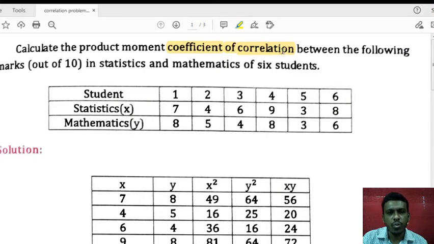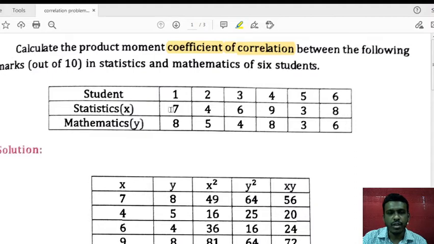Now as we all know, the coefficient of correlation can be found out by using either of the two methods that we had discussed earlier, either by Karl Pearson's coefficient method or by Spearman's rank coefficient method. So in this problem, as we can see, 6 students 1, 2, 3, 4, 5 and 6 have been given marks in statistics and mathematics out of 10.